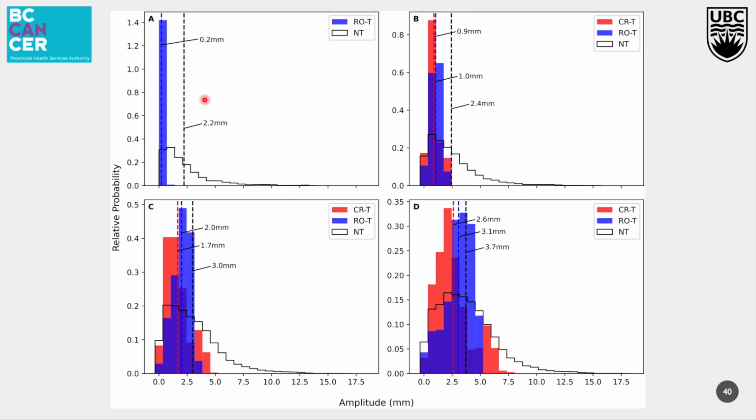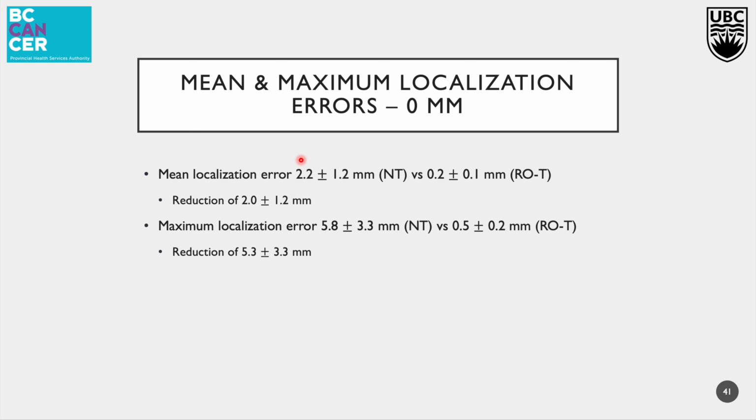So we'll focus first on panel A here at the top left. So this is our 0 millimeter cardiac trace version. And so this has the collated data for the scenario with no cardiac motion during model training or treatment delivery, and this was used as a baseline comparison for just the efficacy of tracking respiratory motion alone. So pretty exciting results. The mean localization error was reduced by about 2 millimeters by using that respiratory-only trained correlation model for dynamic tracking compared to no tracking.